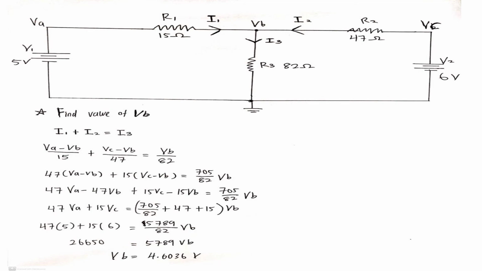And from there we can get the value of current, which is I equal to V over R. V is the value of voltage drop across the resistor, and R is the resistance of the resistor. And then we could get the value of the current I. That's all.